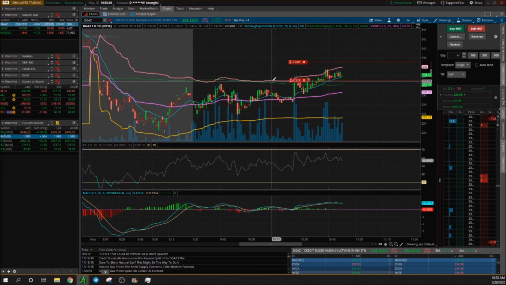So again, I hope that this broke this down on how to use these OCO brackets.